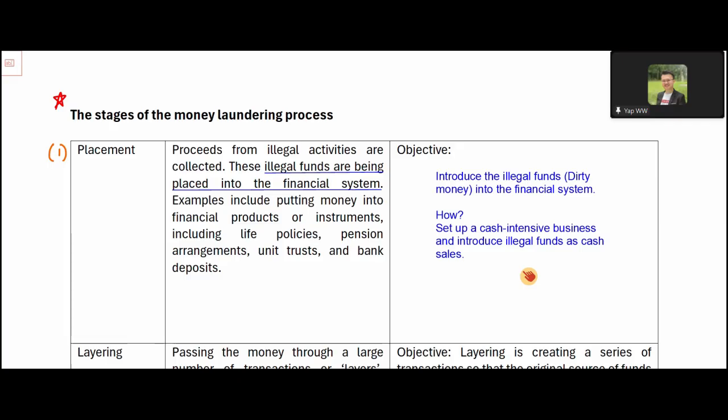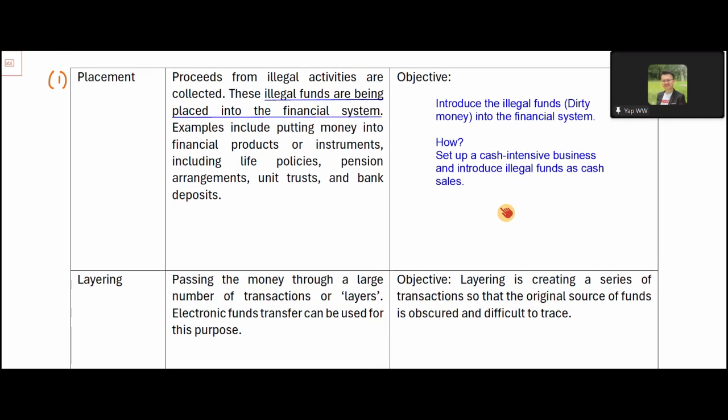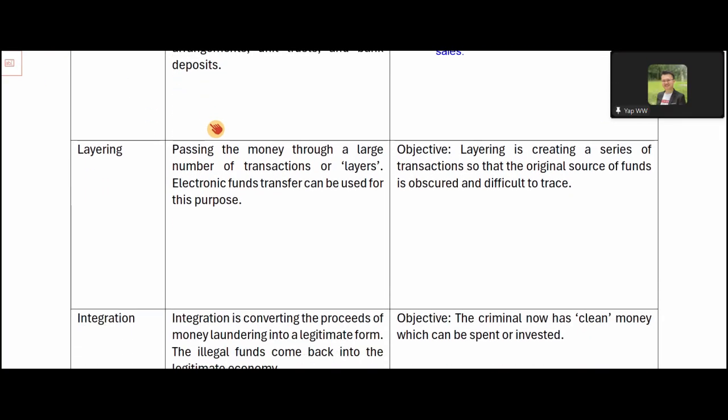So placement is the first step. Now, I'm not teaching you how to do money laundering. I'm just showing you that could be one of the possible ways to place the dirty money into the financial systems.